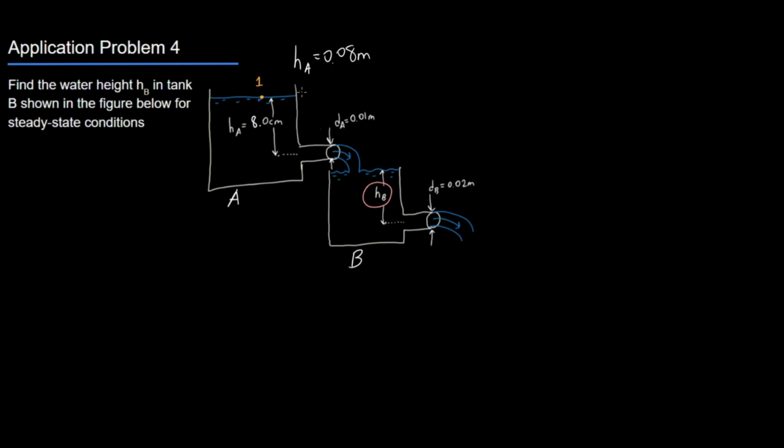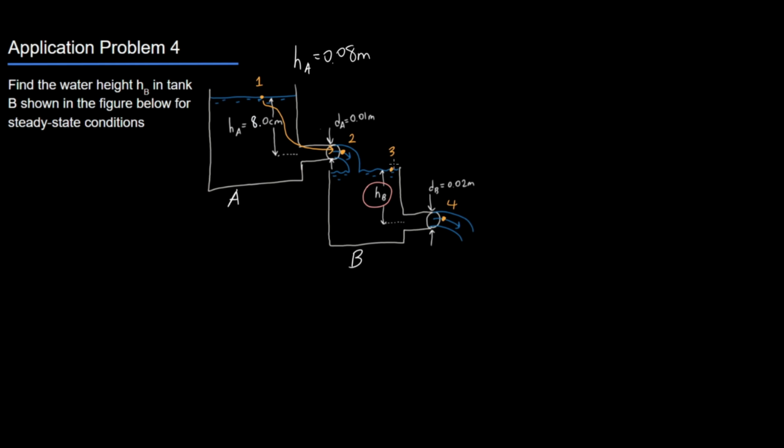Tank A has the most information given, so we're going to need to start here and work out to find HB. Second point we're going to want to put is probably right in the free stream here that's exiting tank A. That'll be point 2. And then the next point we're going to want to put is 3 here at the surface of tank B, and then 4 at the exit of tank B. So notably, we will be doing 2 Bernoulli equations, one going from point 1 to point 2.